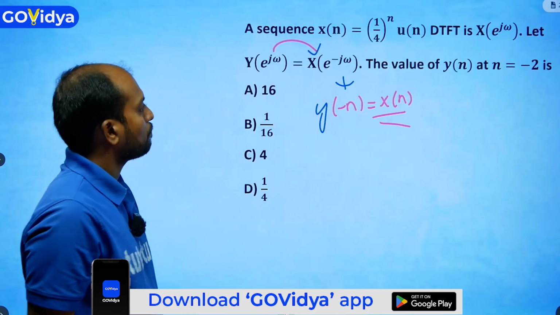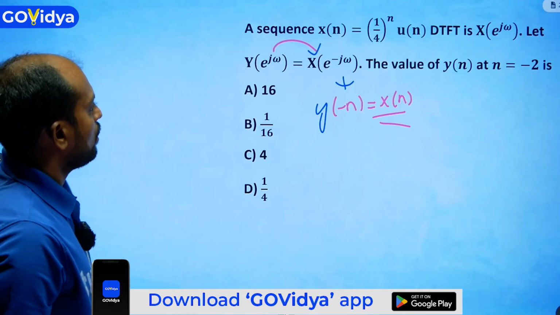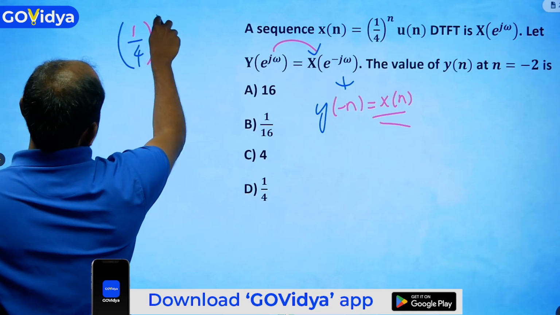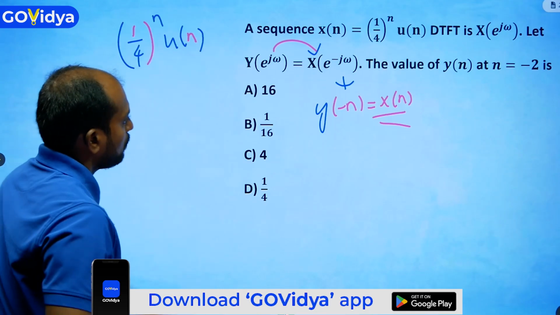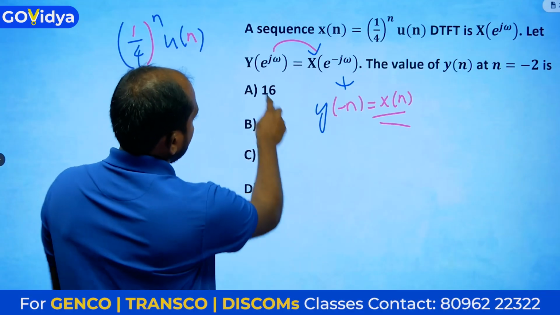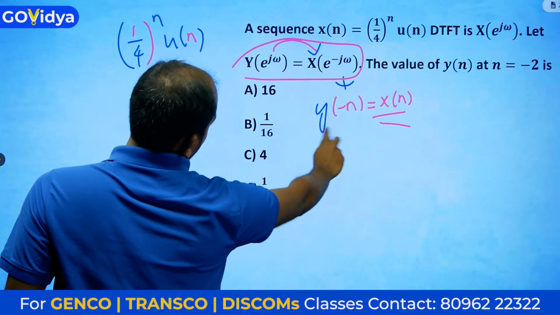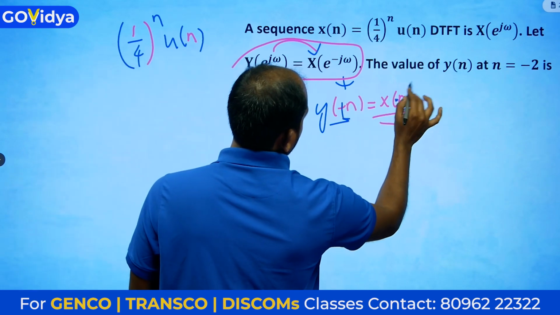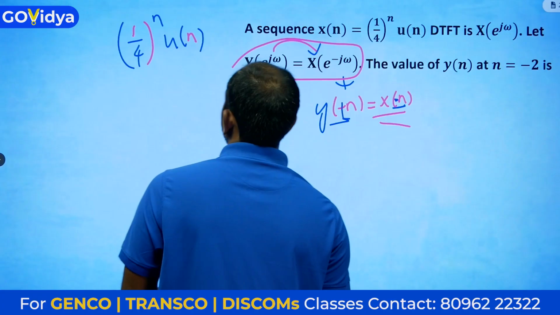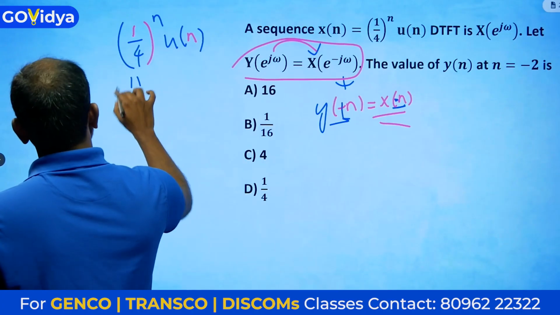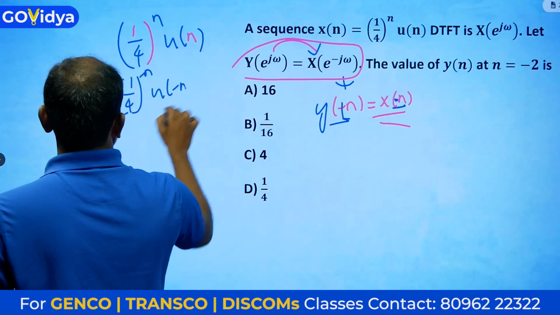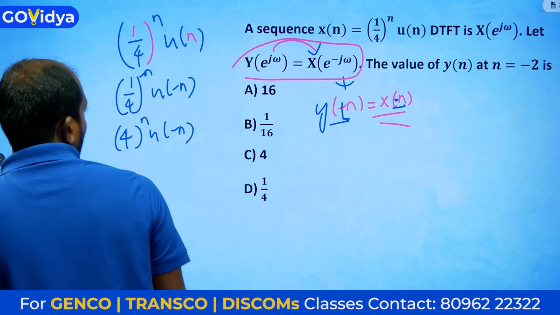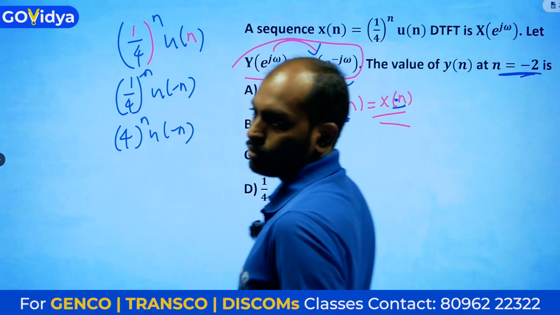We know that x of n is equal to 1 by 4 whole power n, u of n. In place of n, put minus n. See this equation: in place of n, put minus n, or else x of minus n. That gives 1 by 4 whole power minus n into u of minus n, which is nothing but 4 power n into u of minus n. He is asking at n equal to minus 2. N equal to minus 2 is a left side signal.